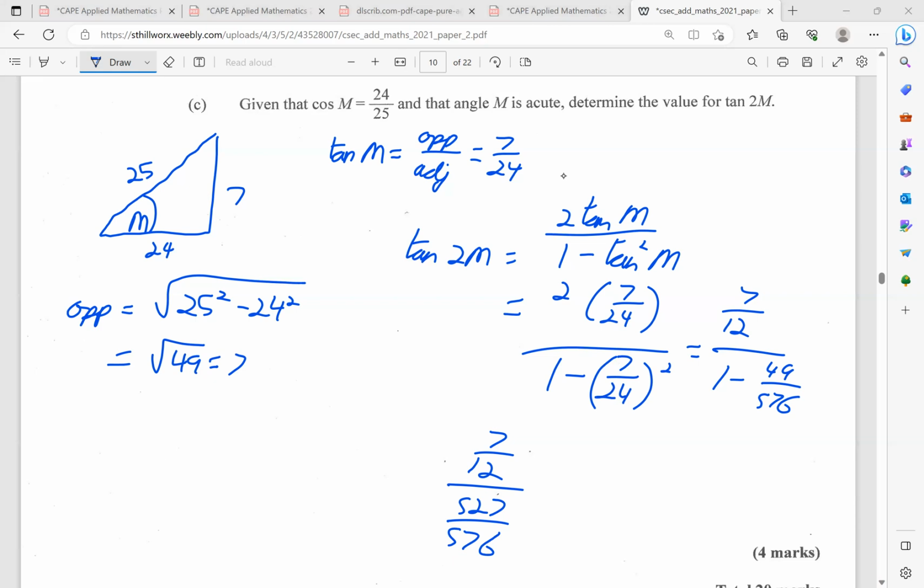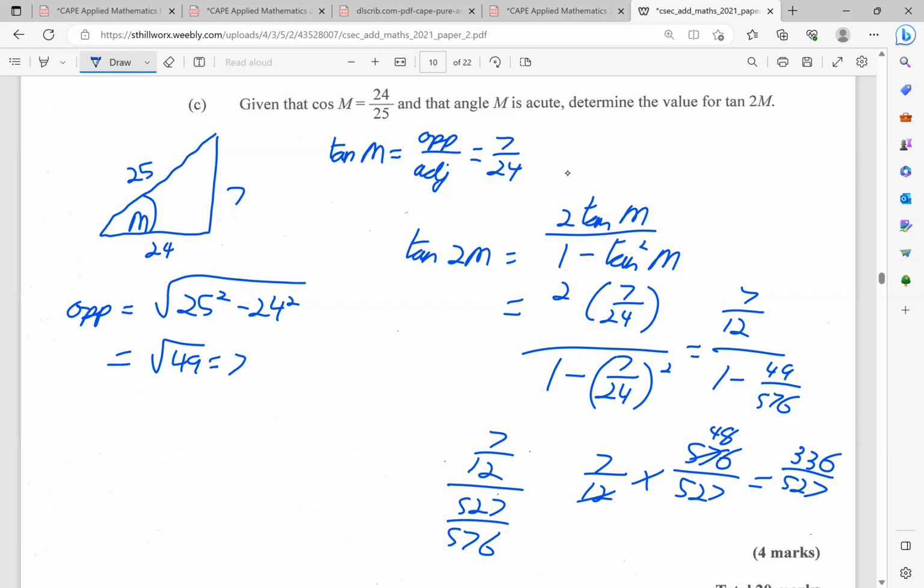which is 7 over 12 multiplied by, when you divide by fractions, you flip it, 576 over 527, flip it and multiply, and you will get 336 over 527, because this into this is 48. Yeah, 336 over 527. You all got that?